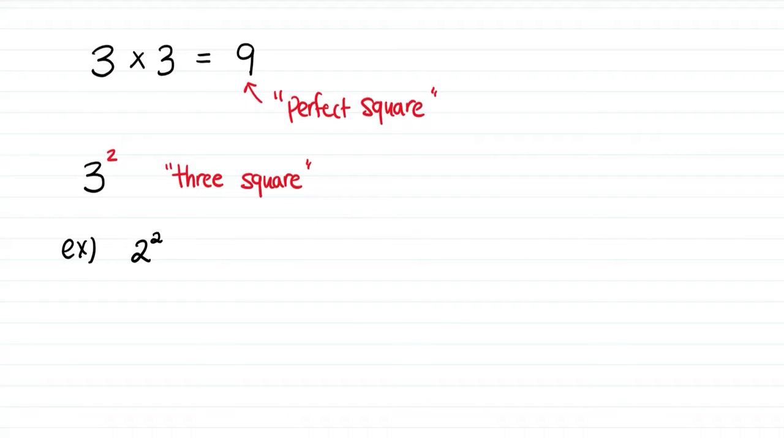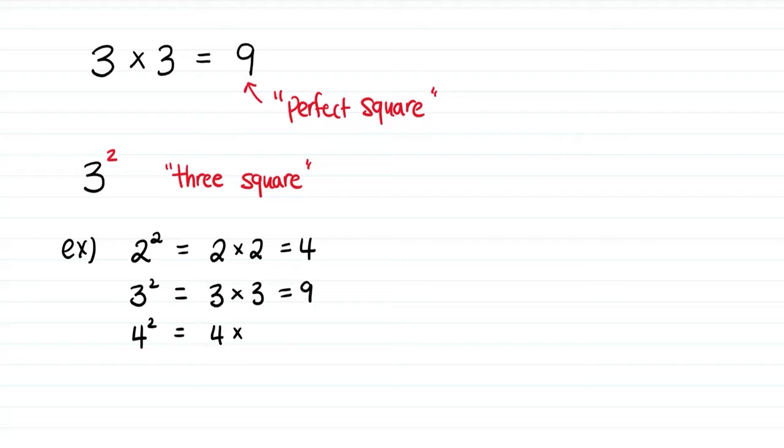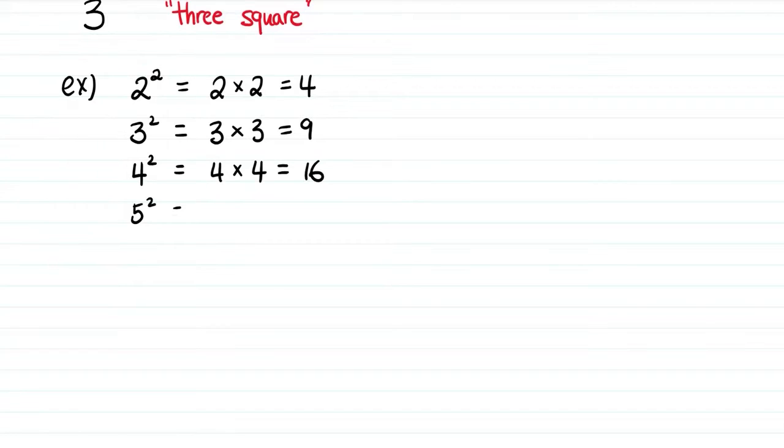2 squared means 2 times 2, which is 4. 3 squared is 3 times 3, 9. 4 squared, 4 times 4 is 16. 5 squared, 5 times 5, 25. The list goes on, and we're going to write it up to 10 squared.